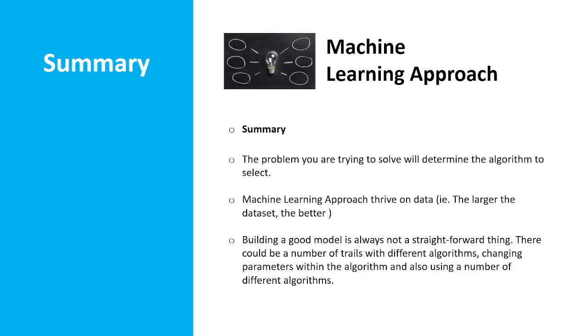We're also going to look at a situation where building a good model is not always straightforward. There could be a number of trials with different algorithms, changing parameters within the algorithm, and using a number of different algorithms. Remember, within the flowchart, I mentioned that in most cases we need to pre-process our data. If there is missing data or noise within our data set, we need to pre-process it. In most cases, we will use a different machine learning algorithm to do that pre-processing before we move on to building our main algorithm.